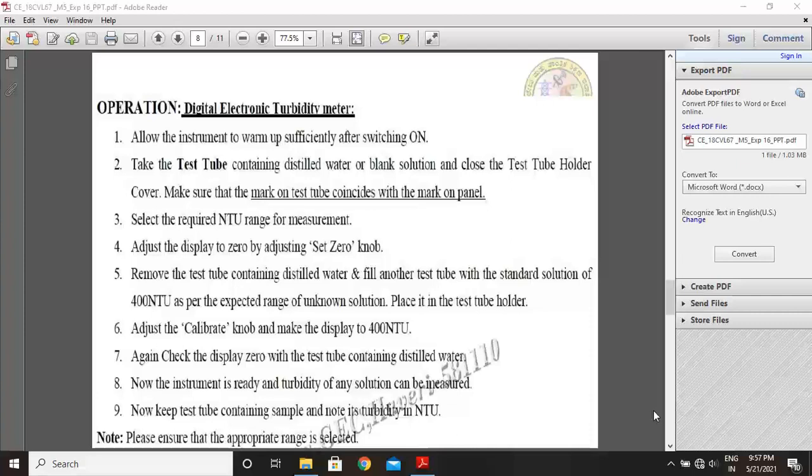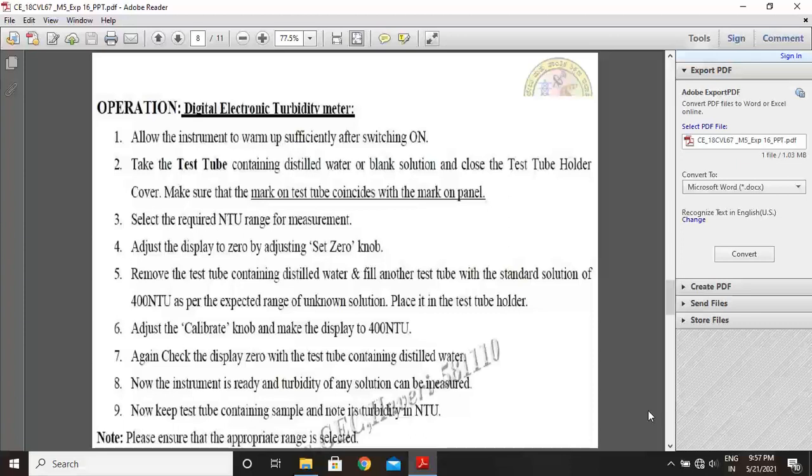Then remove the test tube containing distilled water and fill another test tube with the standard solution of 400 NTU, as per the expected range of the unknown solution. Place it in the test tube holder. Now adjust the calibrate knob and make the display read 400 NTU. Then again check the display zero with the test tube containing distilled water. Now the instrument is ready and the turbidity of any solution can be measured.